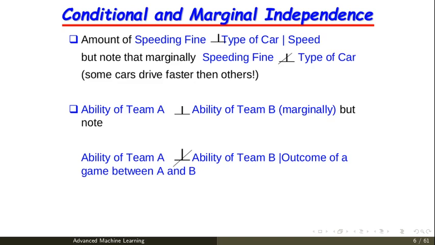Another example, which is actually the opposite of this: you have, let's say, two teams playing some game like basketball. The ability of team A is marginally independent of the ability of team B. Let's say they are both average teams, so marginally they are independent. If you know the outcome of the game, then you cannot say that conditionally A is independent of B. If A won, then we say that the probability of A's ability is higher, which is exactly the opposite case to the first example.